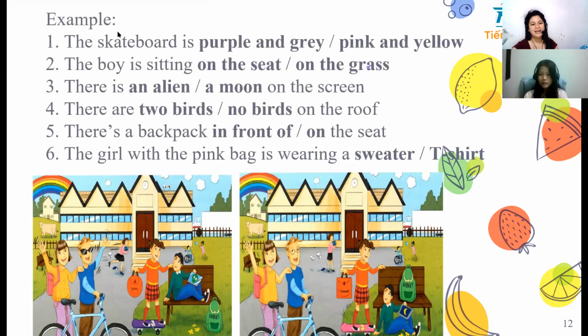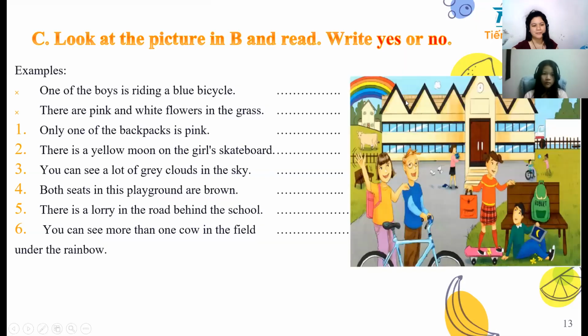Now this, Anne, here's the example, okay? You're going to answer the following. Oh, wait. What is this like? Why is it like this? Here. Look at the picture in B and read. And then you're going to write yes or no. Okay? It's very easy. I want you to write your answer on the screen. Look at the example. Write yes or no on the screen.